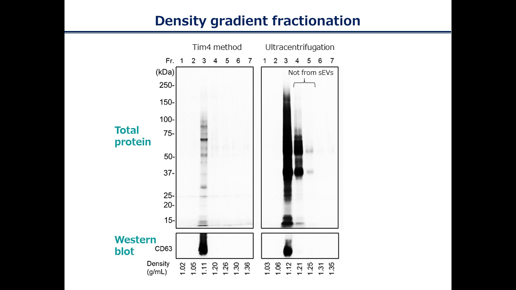The enrichment of SEVs was further confirmed by density gradient fractionation. Western blot against CD63 revealed the enrichment of SEVs in the third fraction, which corresponds to a density of 1.1 grams per milliliter. Most proteins isolated by the TIM4 method were enriched in this third fraction. On the other hand, many proteins were also observed in the fourth and fifth fractions by the ultracentrifugation, which are not from SEVs.